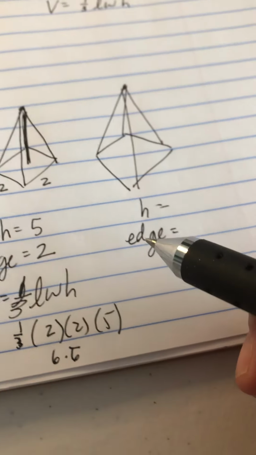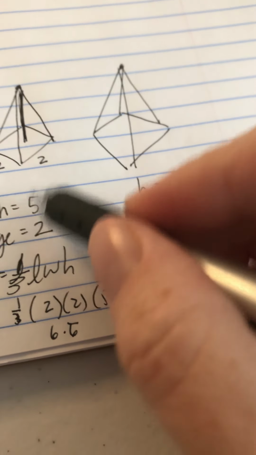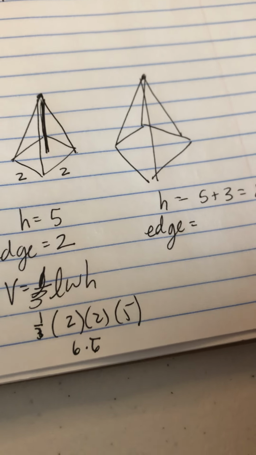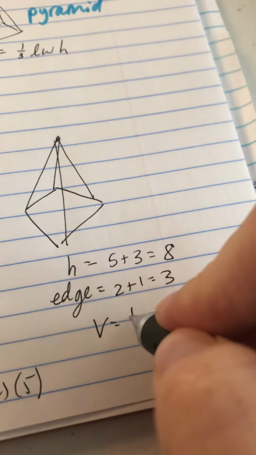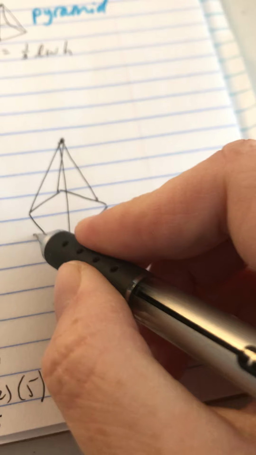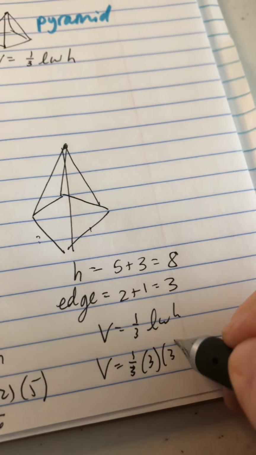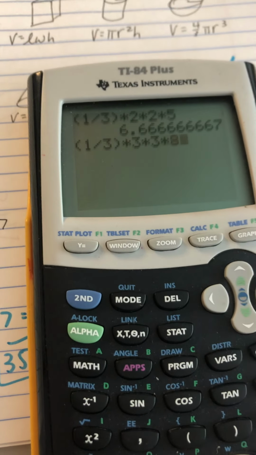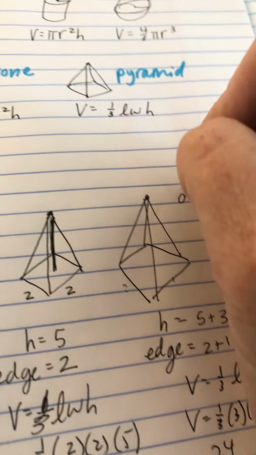And then what it says is, it doesn't say something like double. It says something like they add 3 to the height. So I would say that's now 8, and they said something like we're going to add 1 to the edge. And so now that's 3. And so I would have 1/3 length times width times height. Again, that edge being 3 and 3. So 1/3 of 3 times 3 times 8 should be 24. Because the third should cancel out. But let's just put in times 3 times 3 times 8. So 24. And then it says something like, what's the difference?